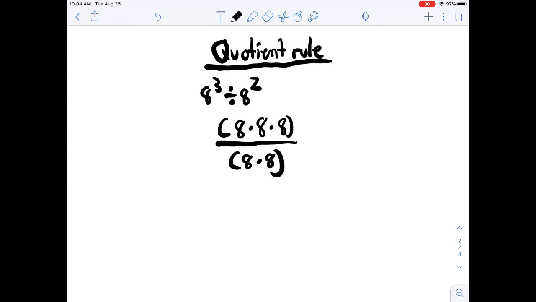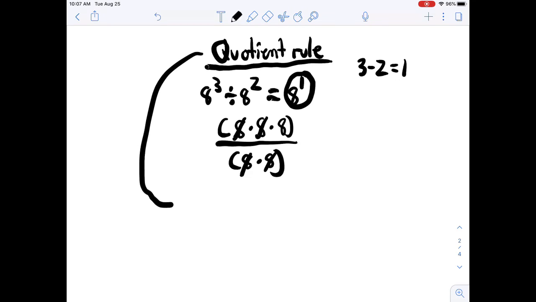So in this case, we're dividing, and because we are dividing here, we can cancel some numbers out. We can cancel both 8s on the bottom and both 8s on the top. And we're left with just one 8. So this is also 8 to the power of 1. So 8 to the power of 3 divided by 8 to the power of 2 is really equal to 8 to the power of 1. In this case, we subtracted the exponents. So 3 minus 2 equals 1, and that's what we got the exponent 1 from.